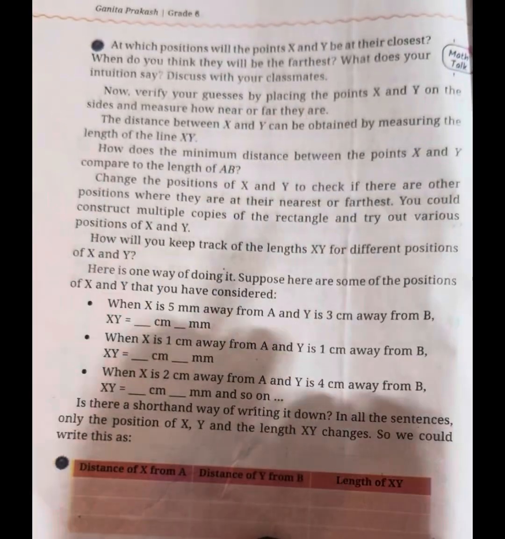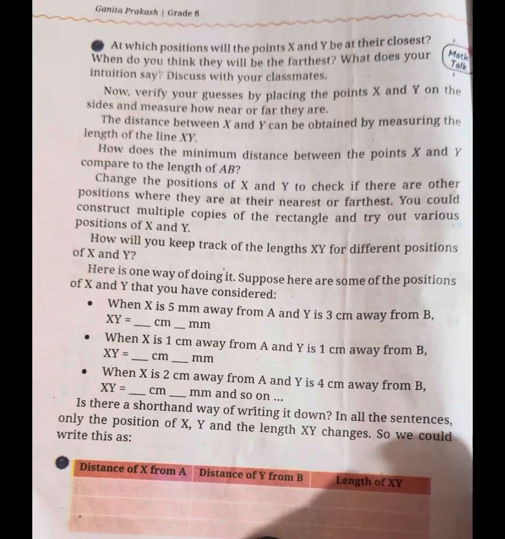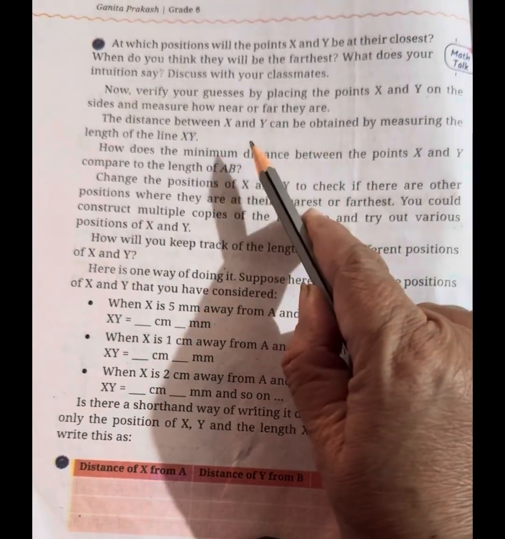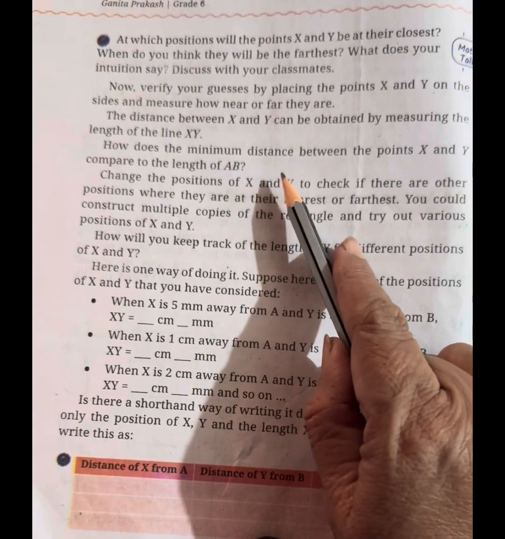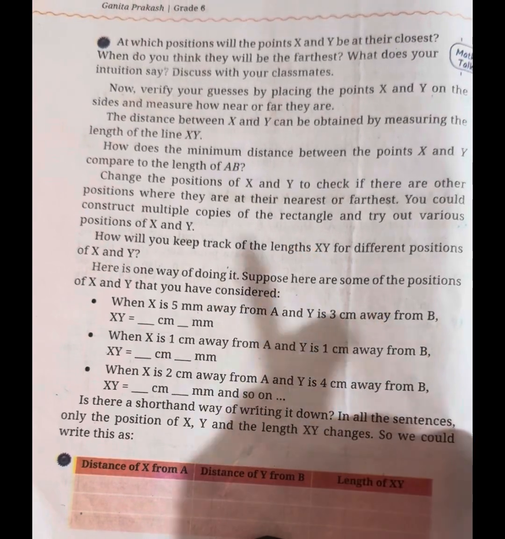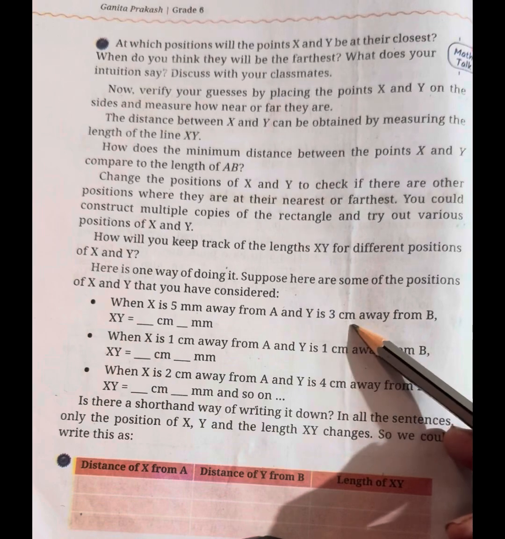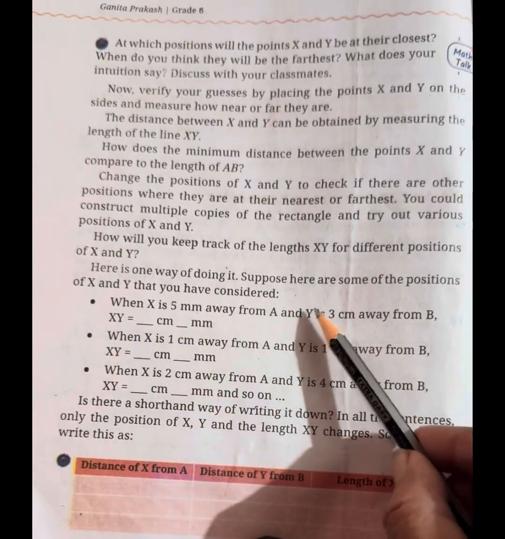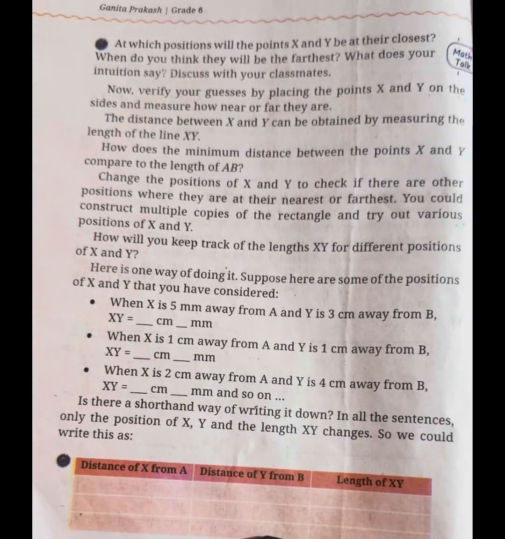Now verify your guesses by placing the points X and Y on the sides and measure how near or far they are. So we will check all these things. We will keep different positions of X and Y. I'll show you that. And how it can be the minimum length, which is equal to length AB, and how it is maximum, which is equal to its diagonal, right? And there are some questions also given over here. We will try to solve them also, keeping X and Y at different places, and we find out the length of XY.